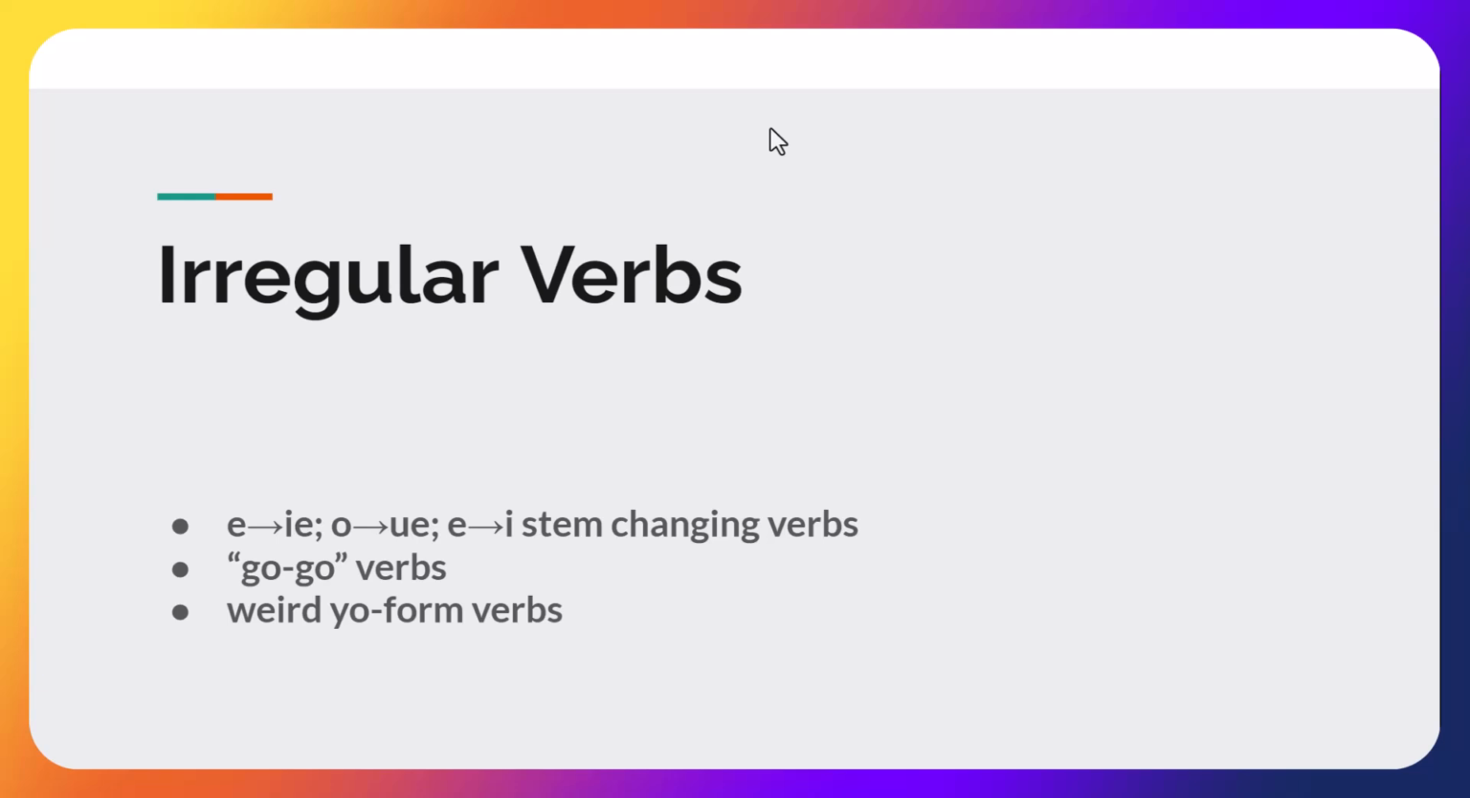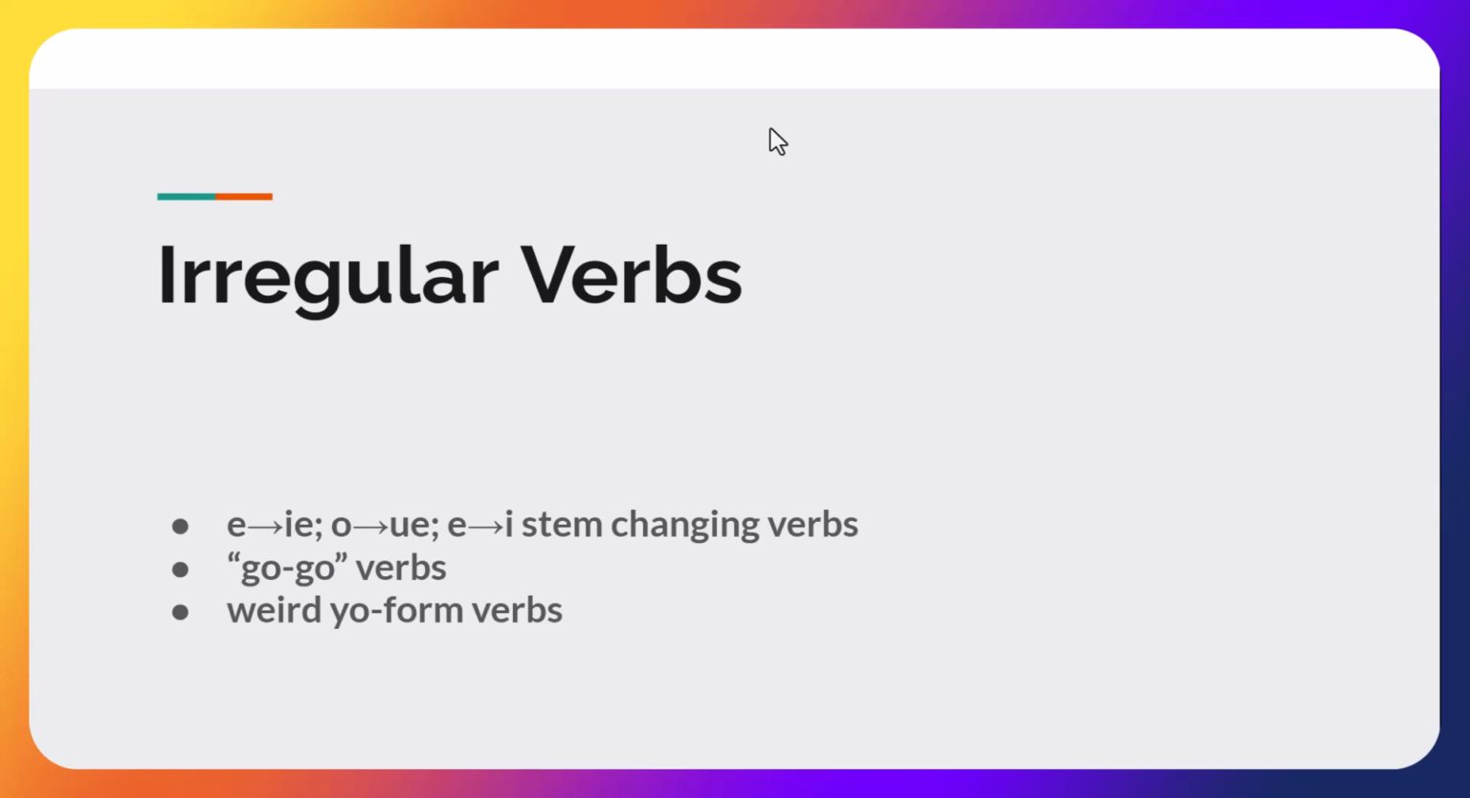Sometimes there is an O in the stem, and that O will change to UE in everything except the nosotros, and once again, if we were studying it, the vosotros form. And then sometimes there is an E in the stem that changes to an I. Once again, first, second, and third person singular and third person plural, those forms will change. The stem will show that change. We're going to look at some of these and then it'll make sense to you.